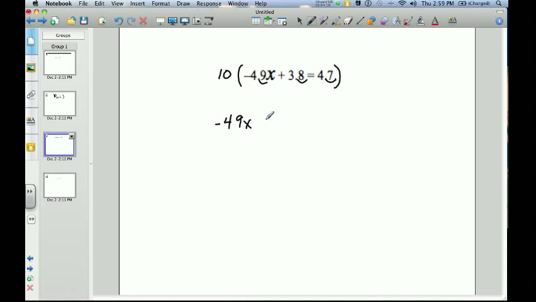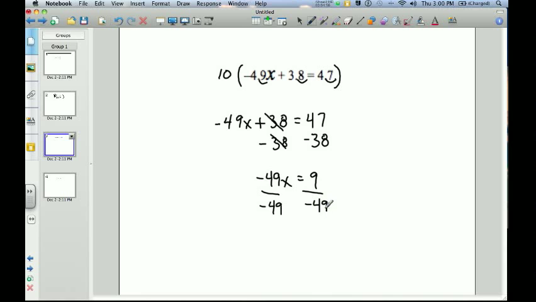So we have negative 49x plus 38 equals positive 47. In this case, I'm going to subtract my 38 from both sides. That leaves me with negative 49x equals, and again, different signs, I subtract, so the larger number carries it. In this case, my positive is my larger number, so it's going to be a positive 9. My last step is I'm going to divide by negative 49 on both sides. Again, this makes this positive, and this goes to 1.